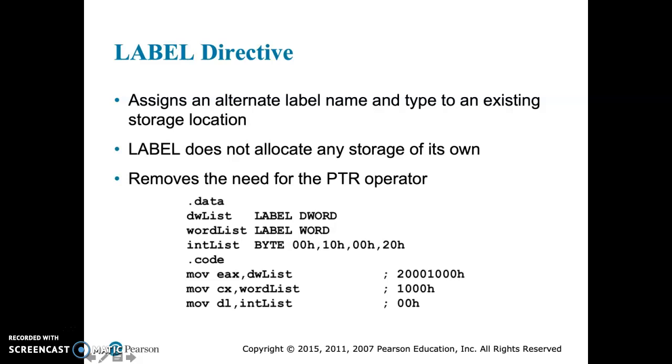We've got a DWlist label, DWORD, and a wordlist label. Then we define a byte array with 4 elements. What we're essentially saying is, this byte array of intlist, we're going to also reference that information through the wordlist label and through the DWlist label. And so we can access that information from a DWORD, which is 32-bit, from a word, which is 16-bit, or from the byte array itself.